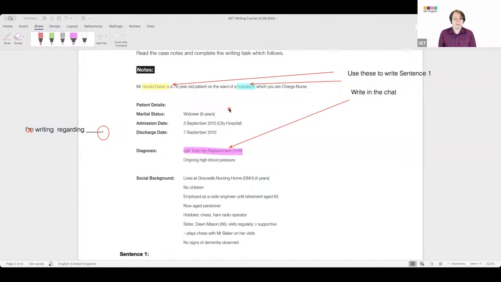Okay, Pew. Yeah, that looks okay. For, yeah, total. You've got high blood pressure as well. Yeah, okay, Pew, I like that. Putting two things in. You don't need to, Pew, but you can put two things in, two reasons. I'm writing regarding Mr. Baker, who underwent total.